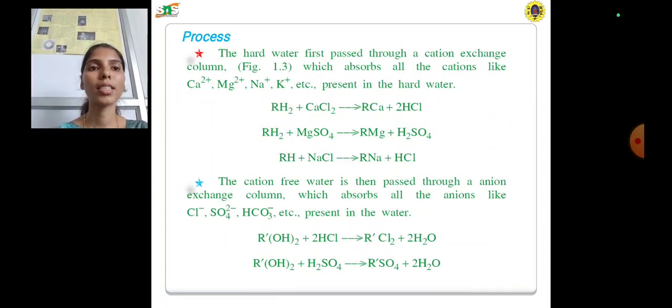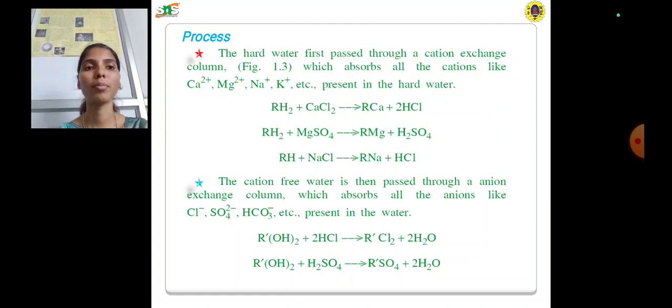Process. The hard water is first passed through a cation exchanger column, which absorbs all the cations like Ca2+, Mg2+, Na+, K+, etc. present in the hard water. So the reactions are: RH2 + CaCl2 forms RCa + 2HCl. RH2 + MgSO4 forms RMg + H2SO4. RH + NaCl forms RNa + HCl.